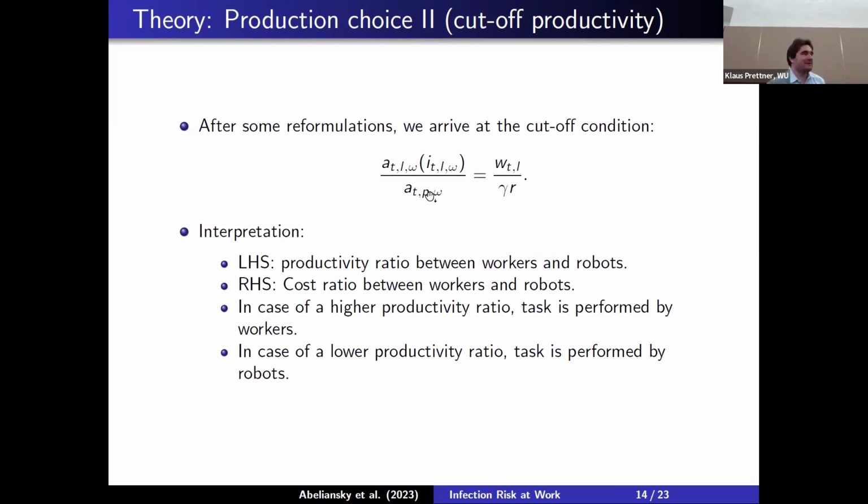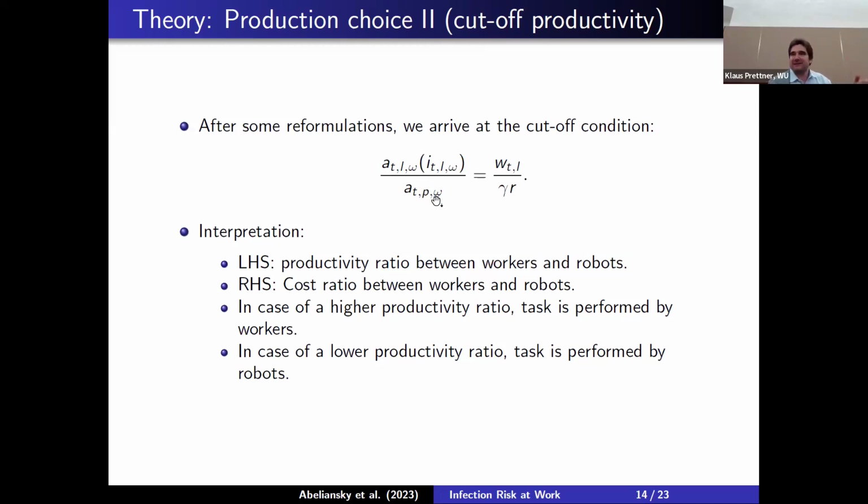But the left-hand side changes over tasks. The left-hand side is this relative productivity. So, for example, for putting these shoelaces in, the left-hand side would be very high. So humans would be very productive. So then the left-hand side would be larger than this one. So this task would be performed by a human.